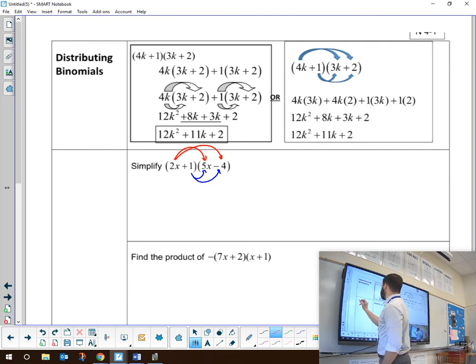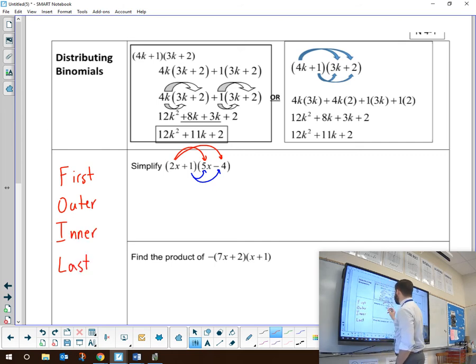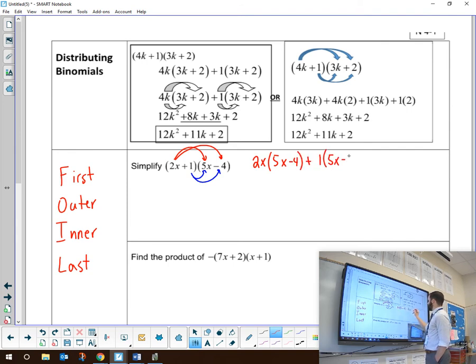Remember, okay, this is where we can use FOIL, where we go first, outer, inner, and last. All right? My first 2, my last 2, my outer 2, my inner 2, and then my last. So I'm going to write this out where we're going to do our 2x times my whole thing plus 1 times my whole thing. Okay? And then we can distribute, combine like terms.